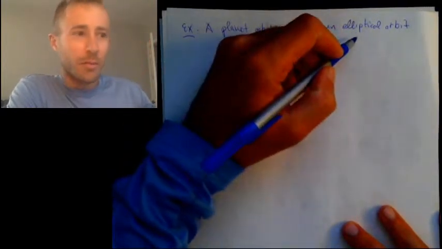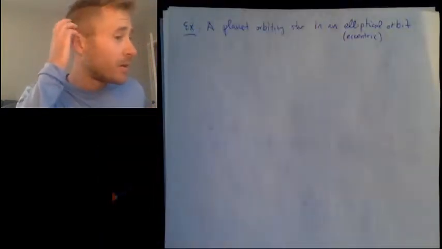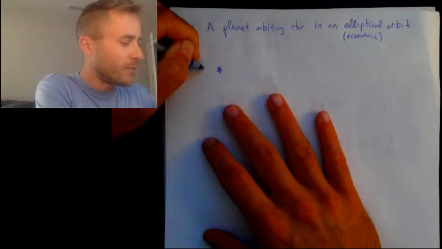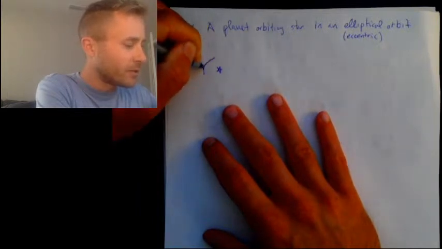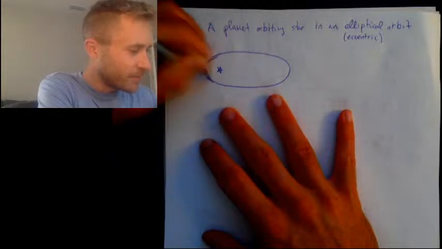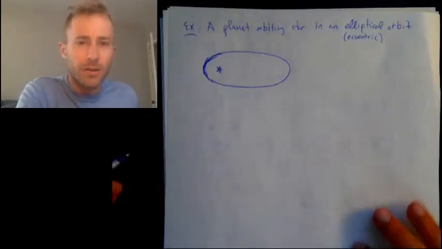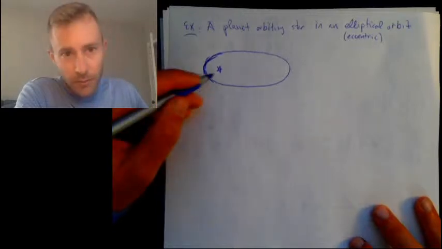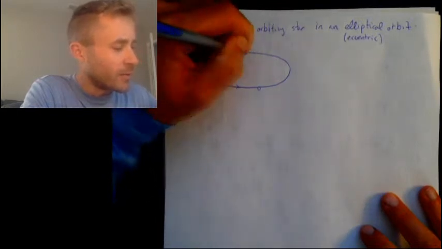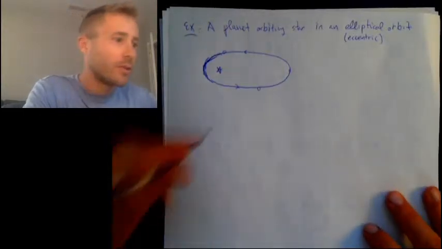Another way of saying an elliptical orbit is to say that it is an eccentric orbit. Okay, so we have the star, and the planet is going around like so. This is a top view of the orbit. And as we learned, the sun is actually not in the center of the orbit. It's at one of the foci of the ellipse. So you have a planet that's going around like that.